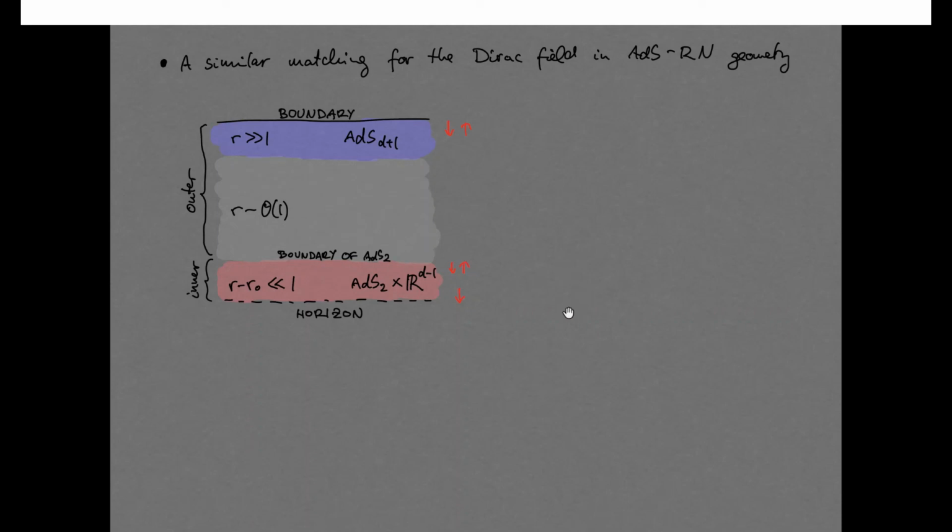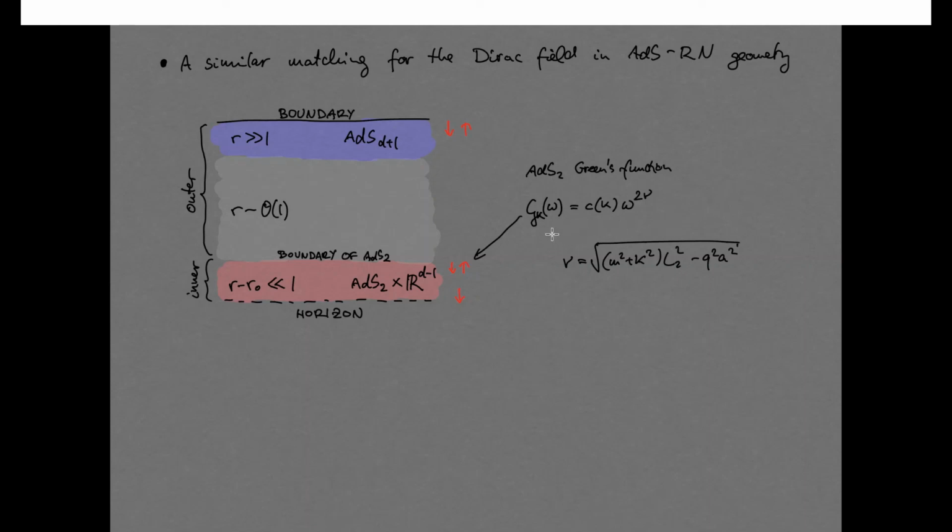An ingoing solution at the horizon, represented by this arrow pointing downwards, evolves into a superposition of normalizable and non-normalizable modes by the time it reaches the AdS2 boundary. The ratio of these two amplitudes is just the fermionic AdS2 Green's function, which is written here. If you solve the exercise for the charged scalar field, you will find that it is very similar, except this prefactor is slightly different.